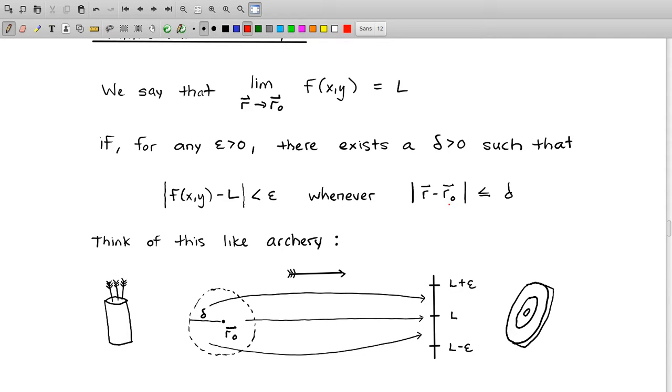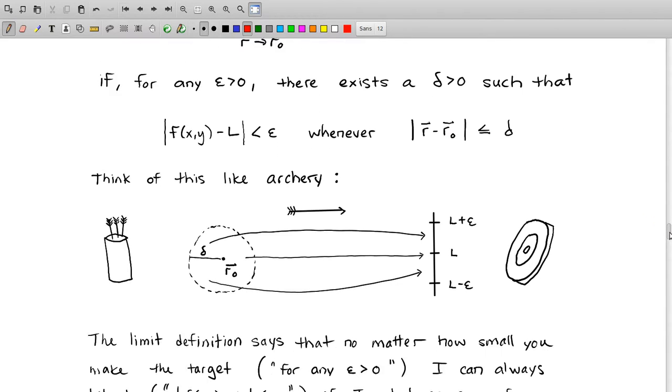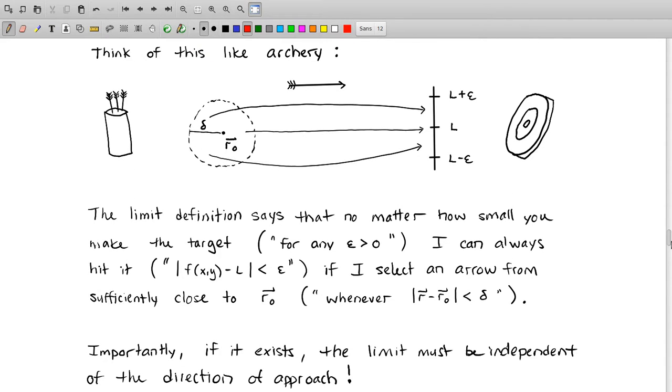All right, this is formal language, and the first time you see this, it's just bewildering. It doesn't really make any sense. But there's a very straightforward analogy that you can use to understand what this means. All right, and it's very intuitive. And that's an analogy of archery.